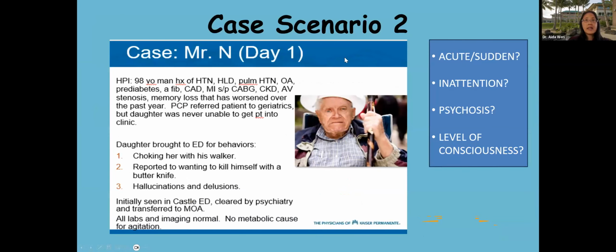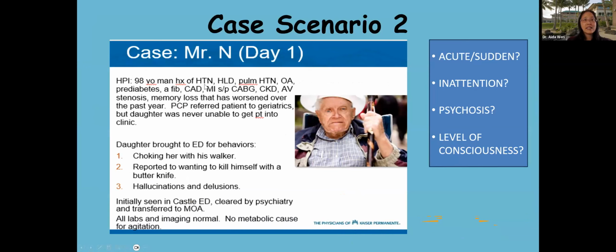Now, what about case scenario number 2? I actually took this case from Dr. Serena Lowe. She's over at Kaiser. She gave a similar talk last month, and she used this case, so I borrowed this from her. I'll translate the medicalese.